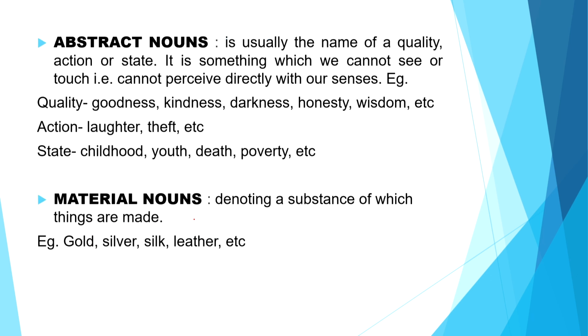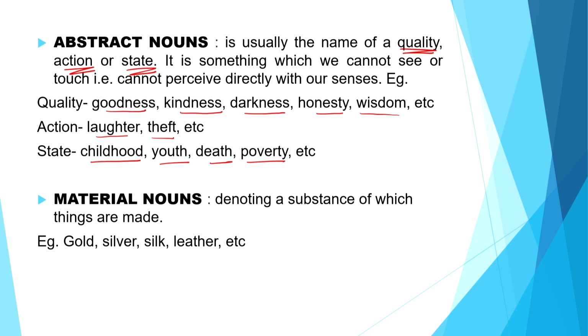Now, moving on, another category of noun is abstract nouns. An abstract noun is usually the name of a quality, action or state. It is something which we cannot see or touch, that is, something which cannot be perceived directly with our senses. For example, goodness, kindness, darkness, honesty, wisdom, laughter, theft, childhood, youth, death, poverty, and so on. So, these are all your abstract nouns.